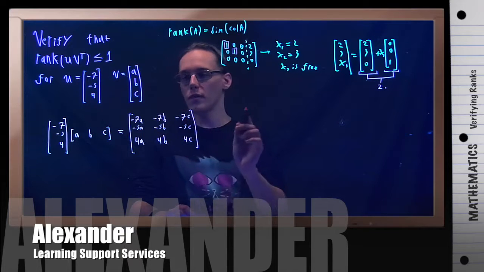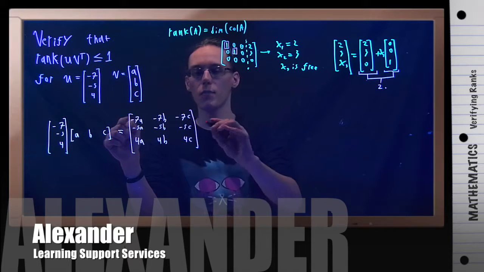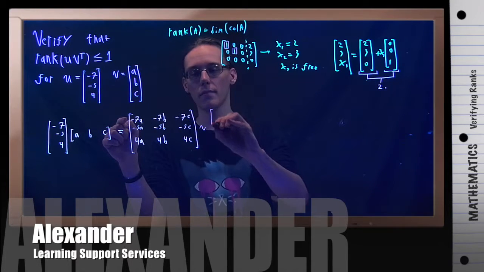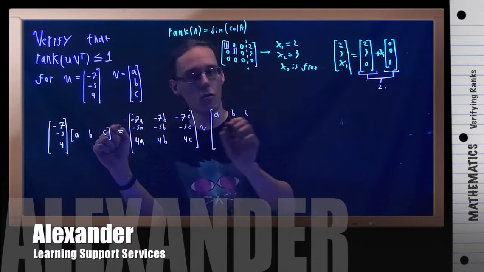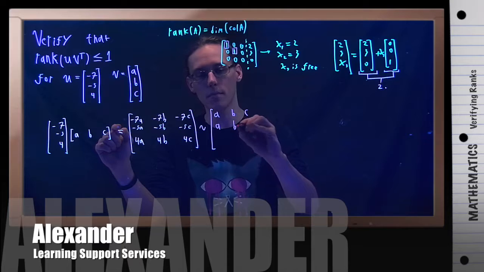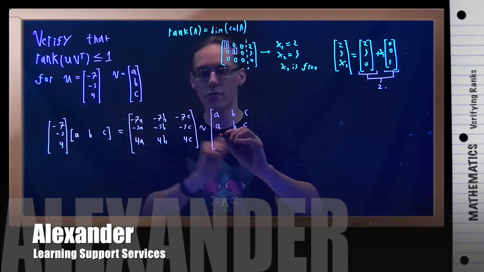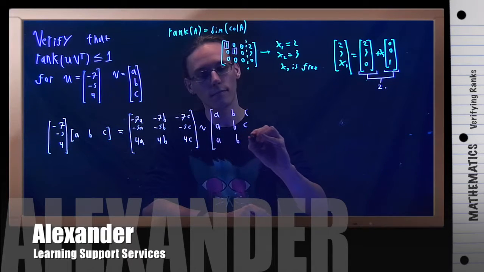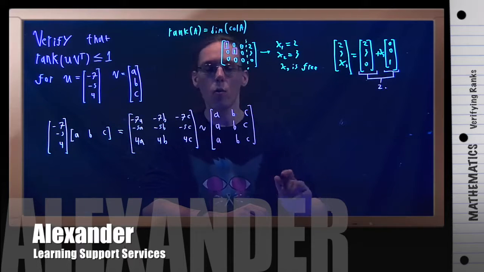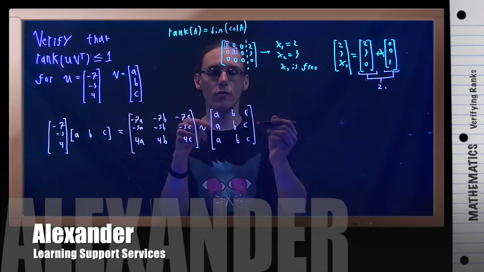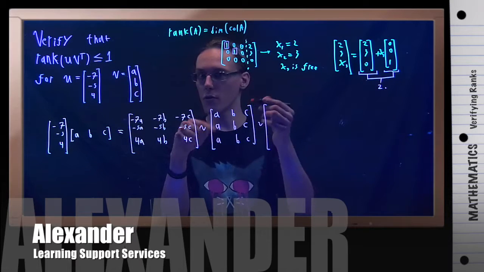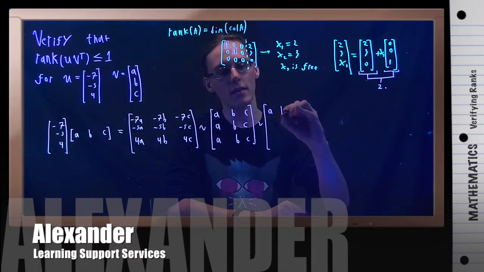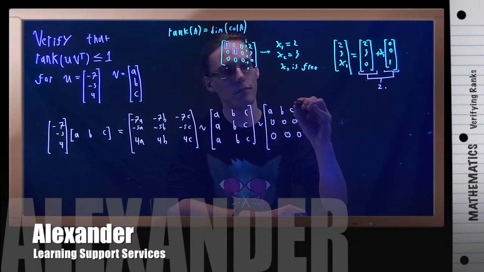Now, row reduce this as much as you can. Notice that for each one of these, I can divide the entire top row by -7. I just get A, B, C. I can divide this whole row by -5. I get A, B, C. I can divide this whole row by 4. I get A, B, C. Well, then notice that I can subtract row 1 from row 2 and just get a row of zeros. And I can subtract row 1 from row 3 and get a row of zeros. So I have A, B, C, 0, 0, 0, 0, 0, 0.